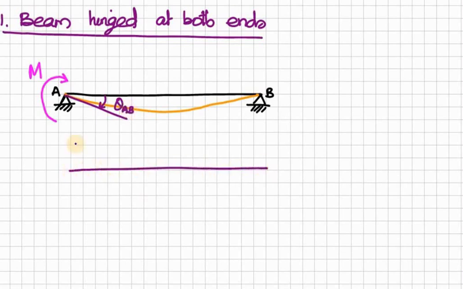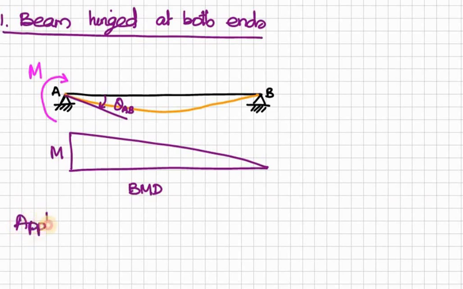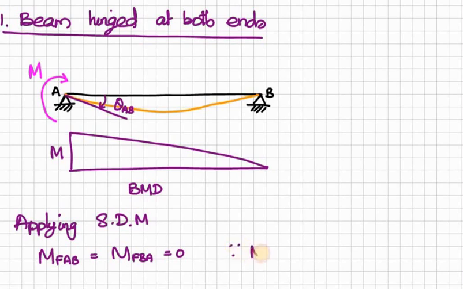Therefore this is the bending moment diagram, because there is no other external load on the span. So by applying the slope deflection method, since there is no span load, the fixed end moments are 0. That is, M FAB is equal to M FBA is equal to 0. Now we can straight away apply the slope deflection equation.